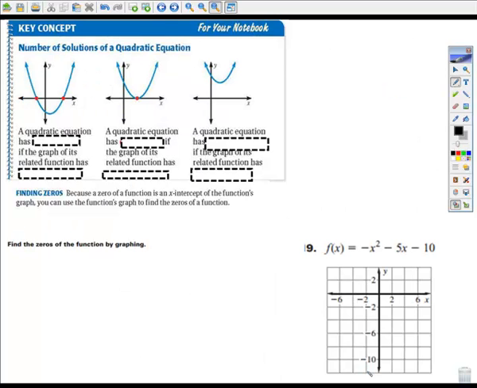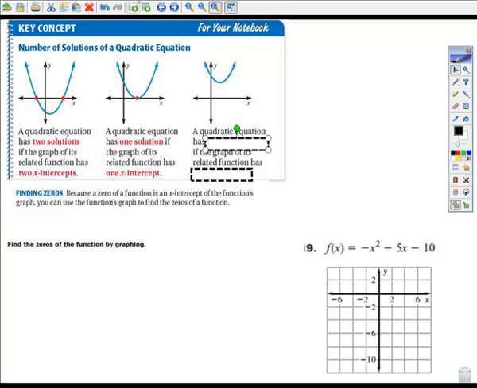All right, which leads us into this next portion. For a quadratic equation, you can have two solutions if the graph of its related function has two x-intercepts. So it could look something like this. It could be flipped over, a reflection. Your quadratic is going to have one solution if the graph of its related function has one x-intercept, and that was like the one that we just graphed.